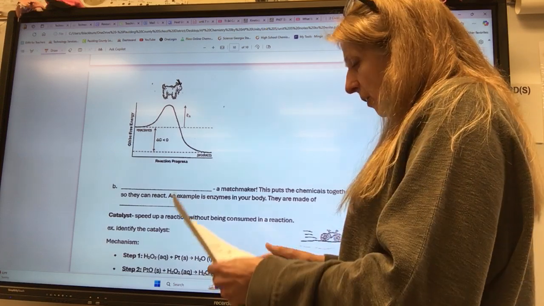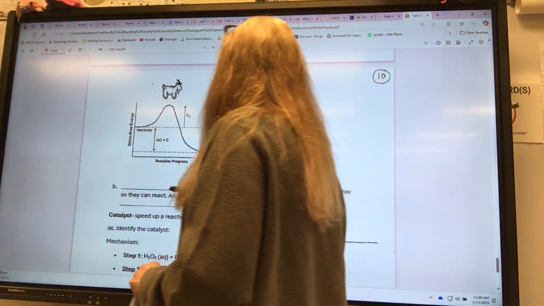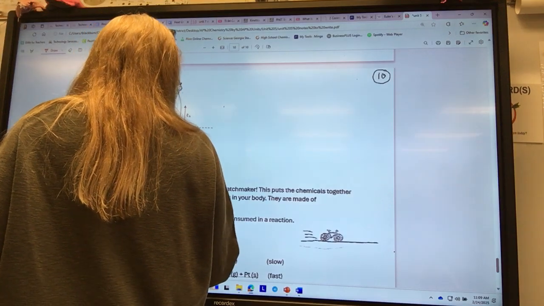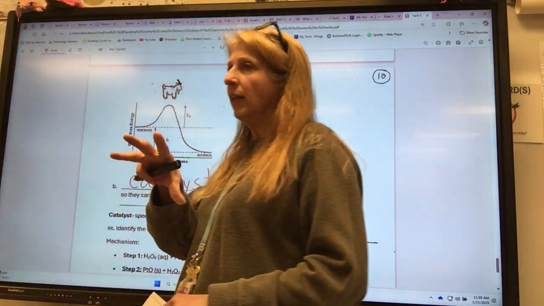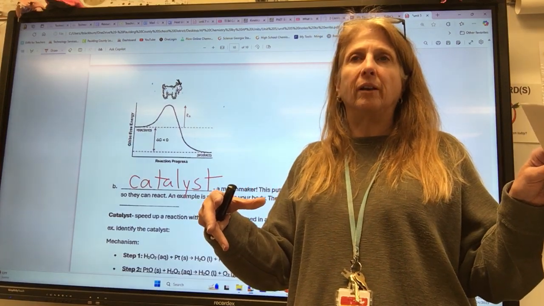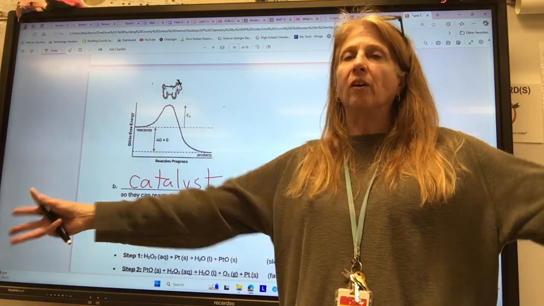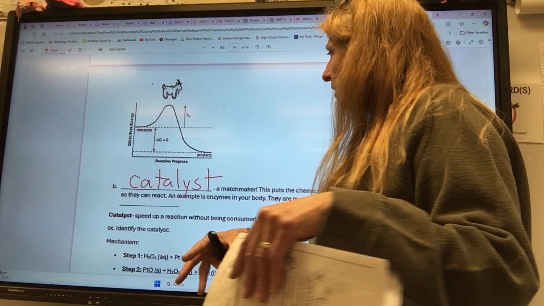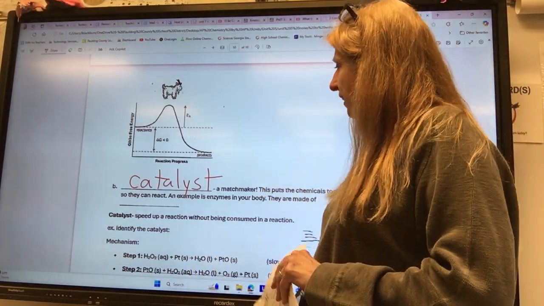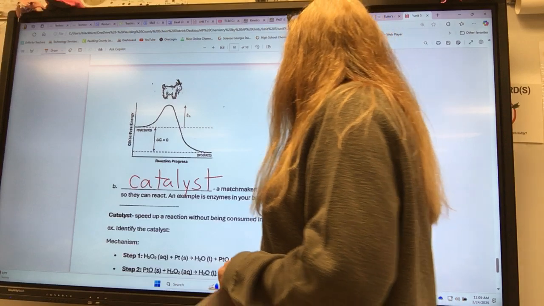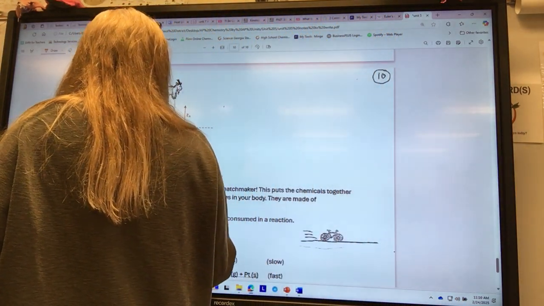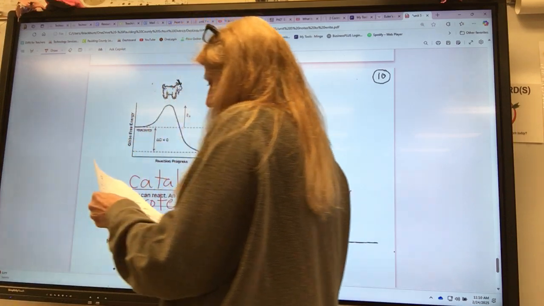Okay, so a catalyst is sometimes like a matchmaker. They'll go get one chemical and another one and hold them together for them to react. That's what enzymes do in your body. They'll actually go get them. Sometimes it's different, but sometimes it can put chemicals together so they can react. An example is enzymes in your body that are made out of proteins. Gotta eat your protein. They're made out of proteins.